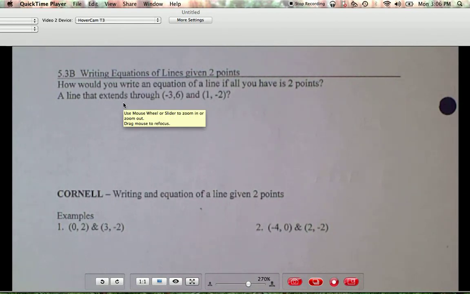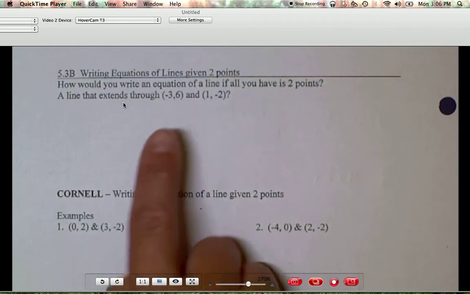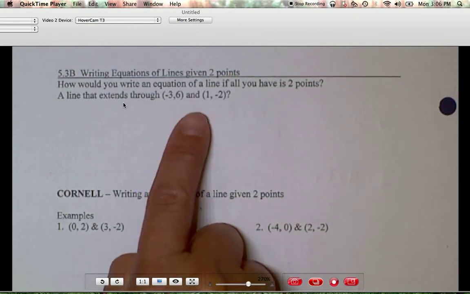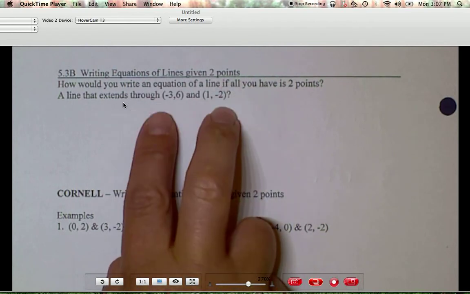5.3, we're going to continue talking about writing equations of lines, but this time we'll talk about how to write an equation of a line when you're given 2 points. So how would you write an equation of a line if all you have are 2 of the points? For example, you're trying to write an equation of a line that extends through the point -3, 6 and the point 1, -2. Now neither of these are y-intercepts.